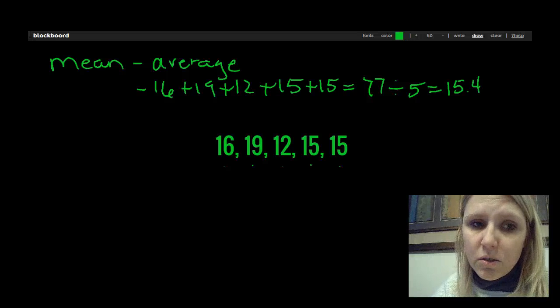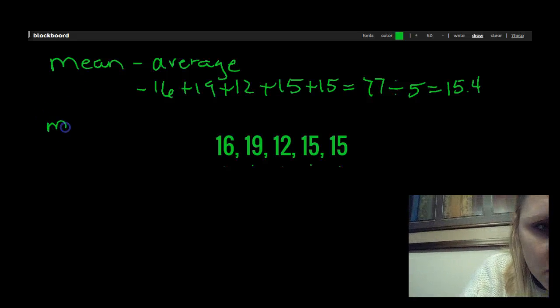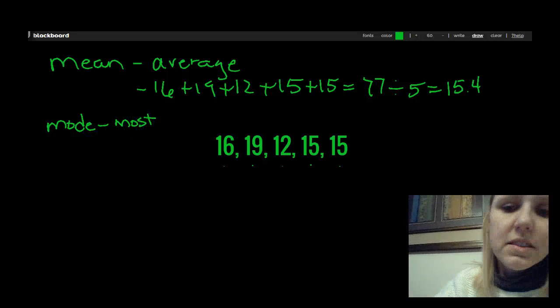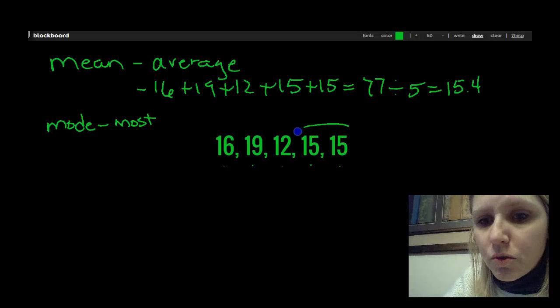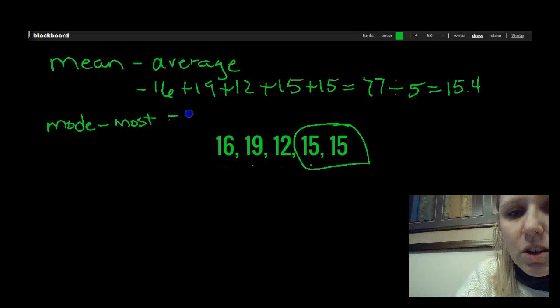Okay, so let's continue. Now we want to look at the mode. What is the mode? The mode is the most frequent number that you see. In this case, we have 2 15s here. So 15 is our mode.